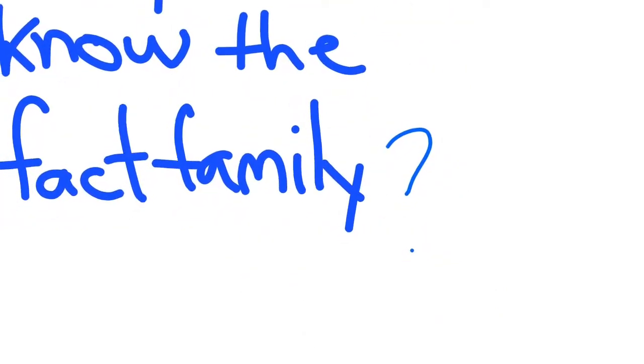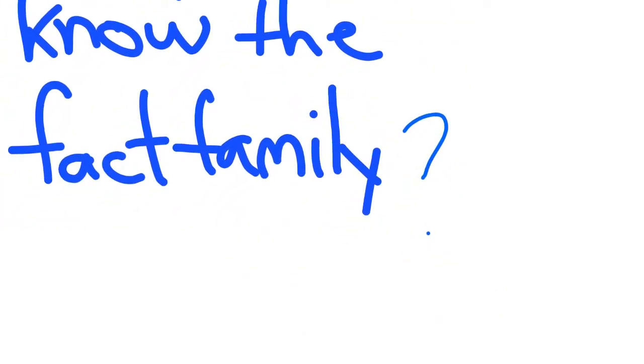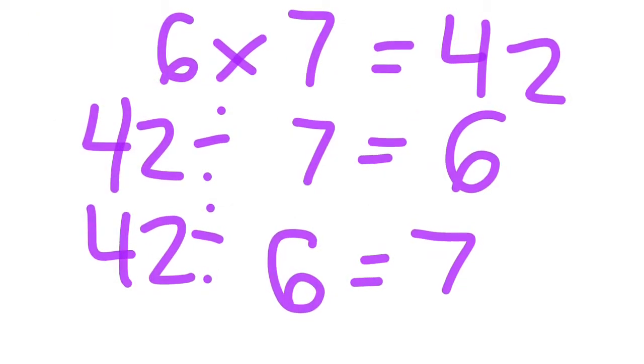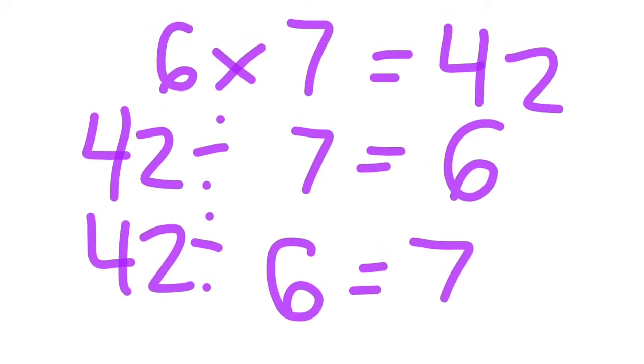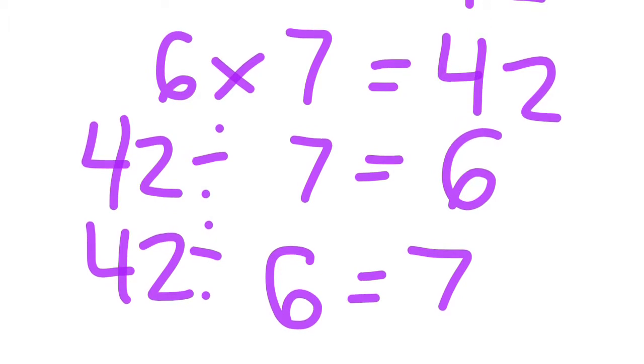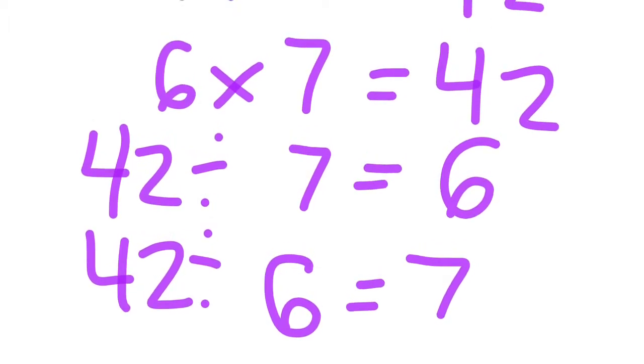Do you guys know the fact family of 7 times 6? This is the fact family of 7 times 6. 7 times 6 equals 42. 6 times 7 equals 42. 42 divided by 7 equals 6. And 42 divided by 6 equals 7.